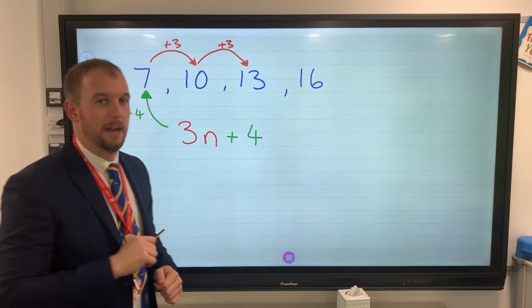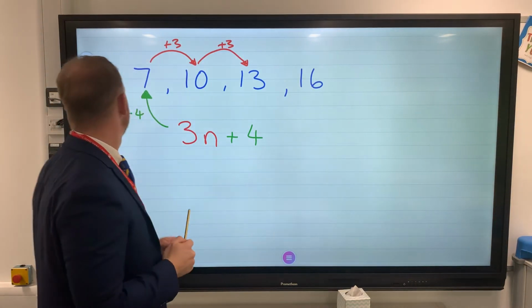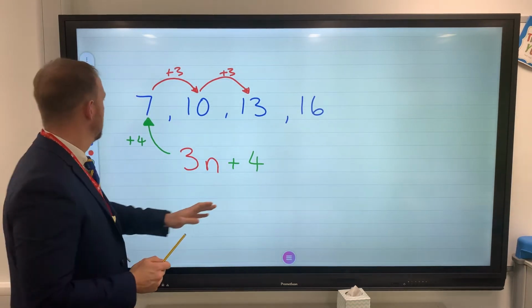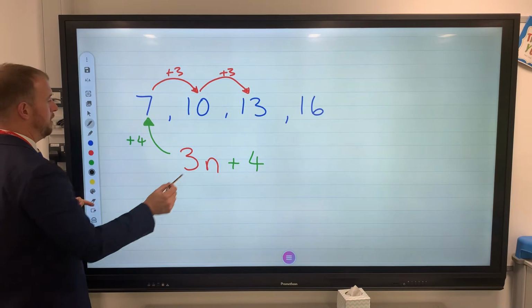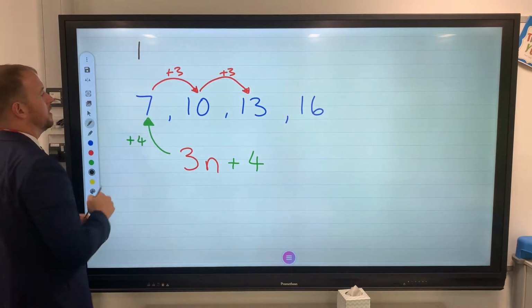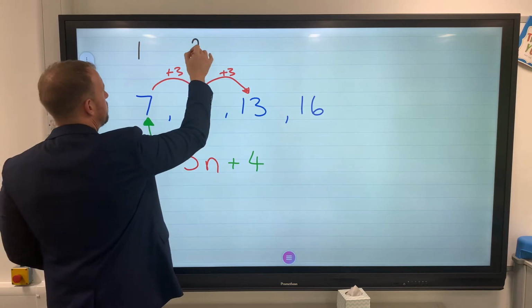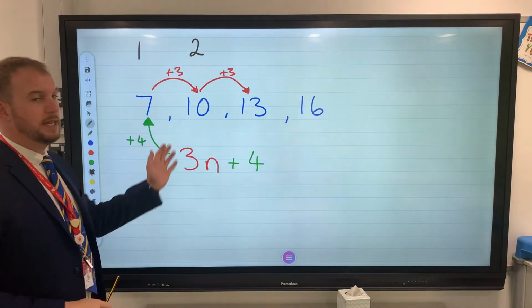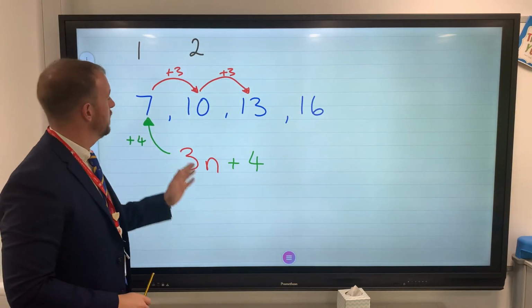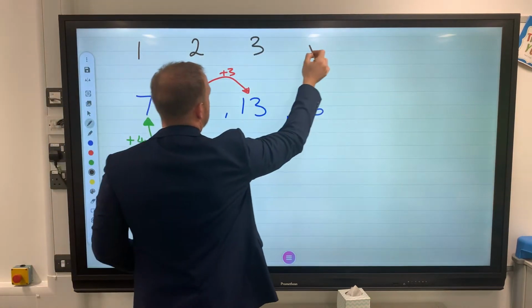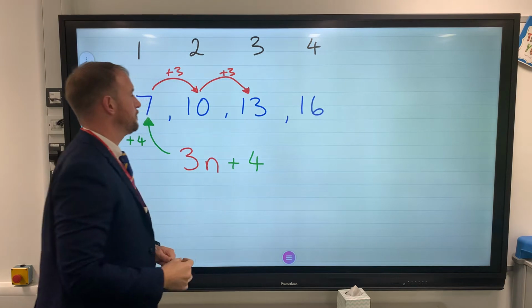Right, so this n represents which number of the sequence we are looking at. So the 7 would be when n equals 1, because that was our first term. The 10 is our second term, therefore this is when n is 2. This is when n is 3, this is when n is 4.